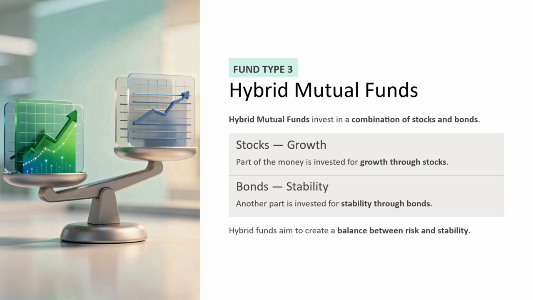Fund type 3 is hybrid mutual funds. Hybrid mutual funds invest in a combination of stocks and bonds. Stocks for growth. Part of the money is invested for growth through stocks. Bonds for stability. Another part is invested for stability through bonds. Hybrid funds aim to create a balance between risk and stability.